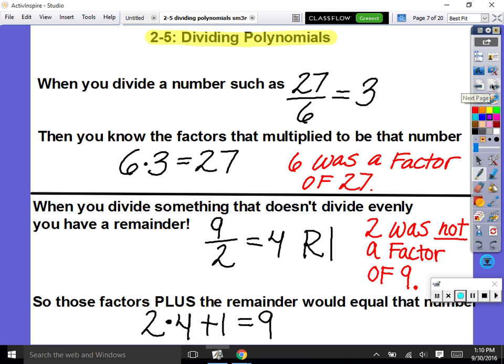Okay, awesome. Let's get to what we're doing today. So today we're doing, hold on, I gotta erase this. I wrote something weird first hour on accident. So we're gonna be dividing polynomials, and we're gonna learn 2 different methods today.